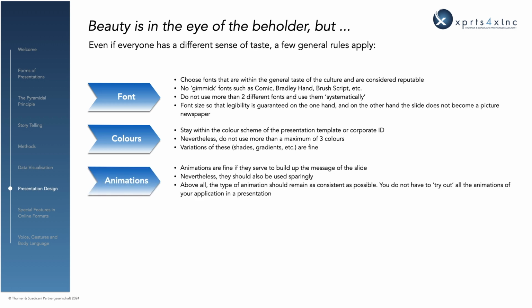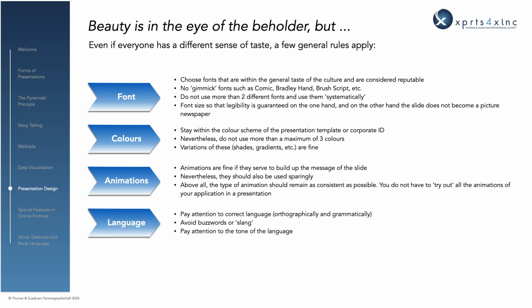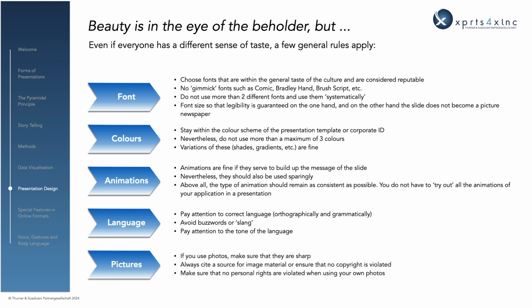Animations. Animations are fine if they serve to build up the message of the slide. Nevertheless, they should also be used sparingly. Above all, the type of animation should remain as consistent as possible. You do not have to try out all the animations of your application in a presentation. Language. Pay attention to correct language, orthographically and grammatically. Avoid buzzwords or slang. Pay attention to the tone of the language. Pictures. If you use photos, make sure that they are sharp. Always cite a source for image material or ensure that no copyright is violated. Make sure that no personal rights are violated when using your own photos.